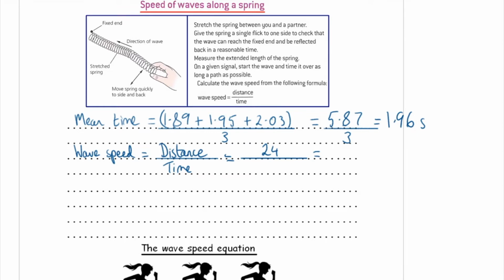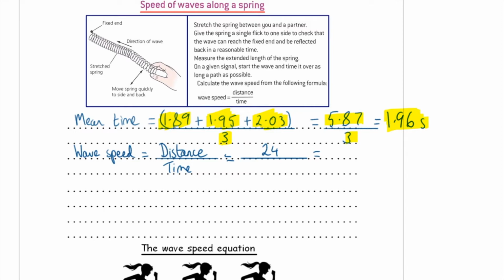So these are the individual times. The first, if you remember, was 1.89, then 1.95 and 2.03. We divide by 3 because we took 3 repeat readings. If you divide the total of those times, 5.87, by 3, we get an average or mean of 1.96. And remember, taking repeat readings gives you a reliable result.